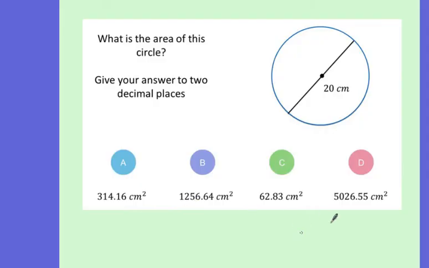Okay, year 8, please pause and think about this question for me. What's the area of this circle? This time give your answer to 2 decimal places.